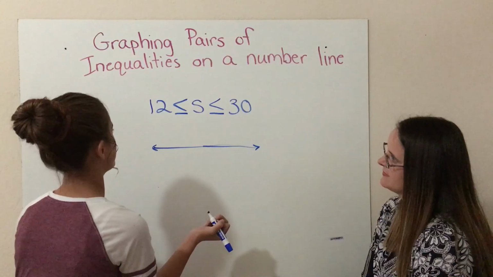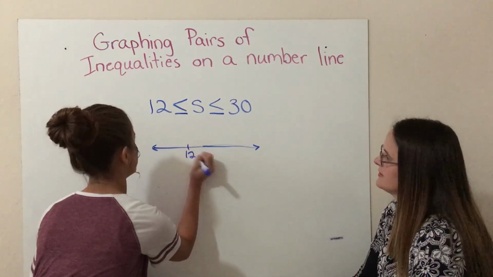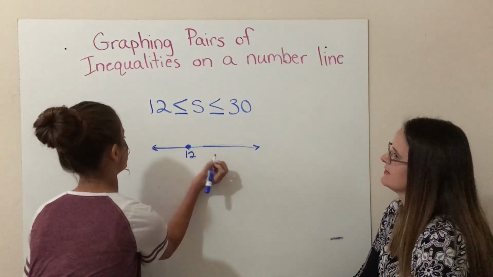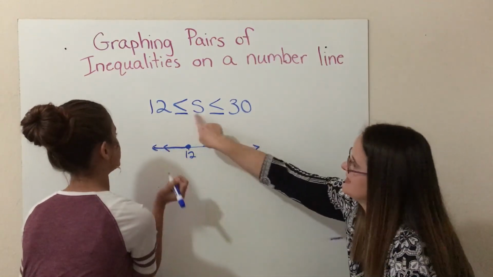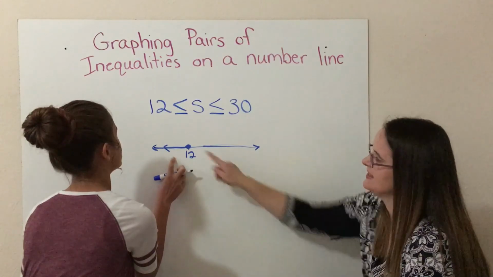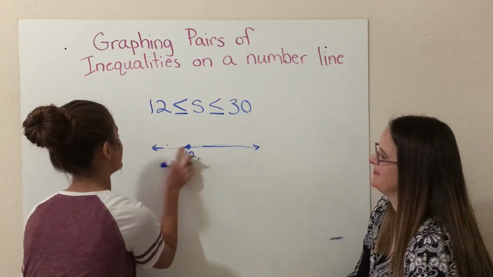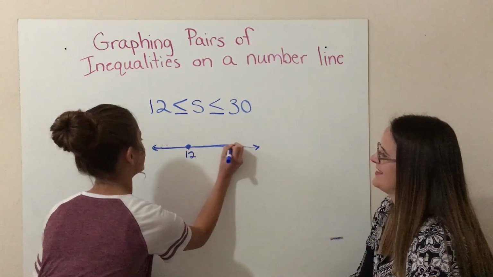So 12 needs to be less than, so you'd put 12 and a closed dot because it is also equal to, and then an arrow going this way. Wait, 12 is less than S. Is 11 okay as a solution? Nope. Okay, needs to be that way.